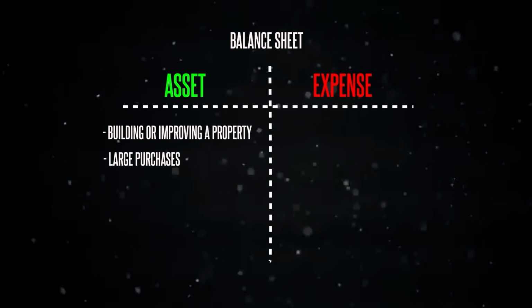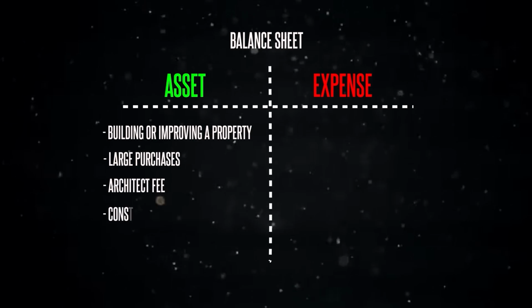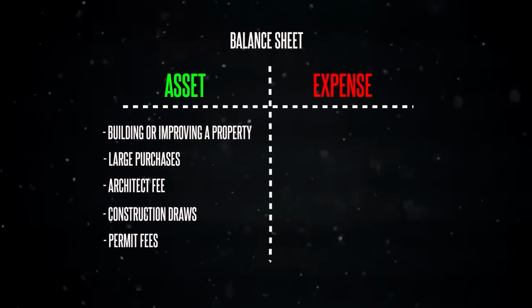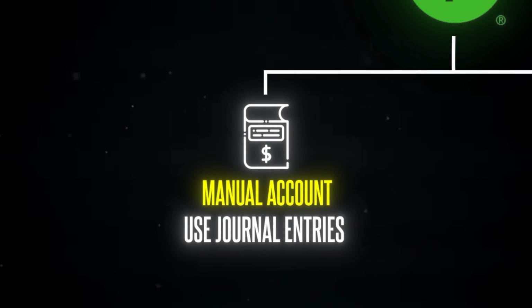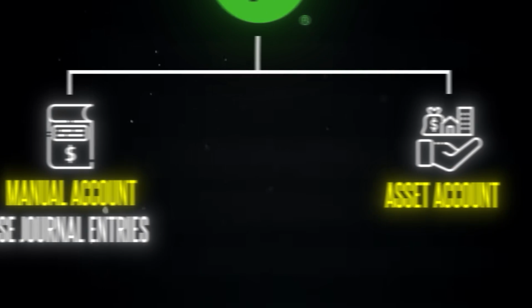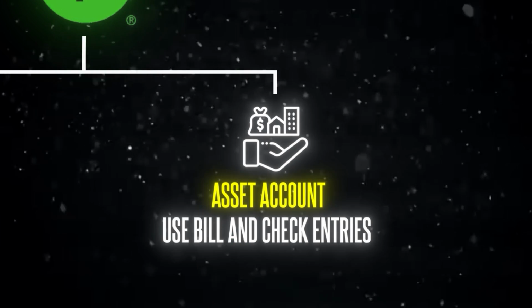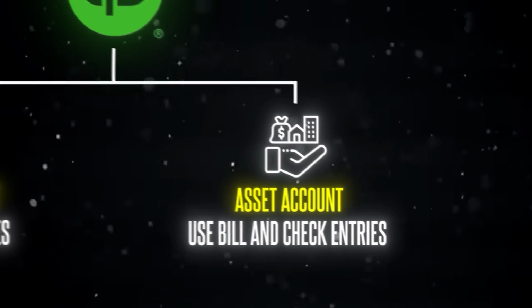Large purchase, that's an asset. Architect fees, asset. Construction draws, asset. Permit fees, also an asset. Inside QuickBooks Online, you can track these costs in one of two ways. First, use journal entries if you're comfortable with manual accounting, or the easier route, use bill and check entries that map directly to your asset accounts.